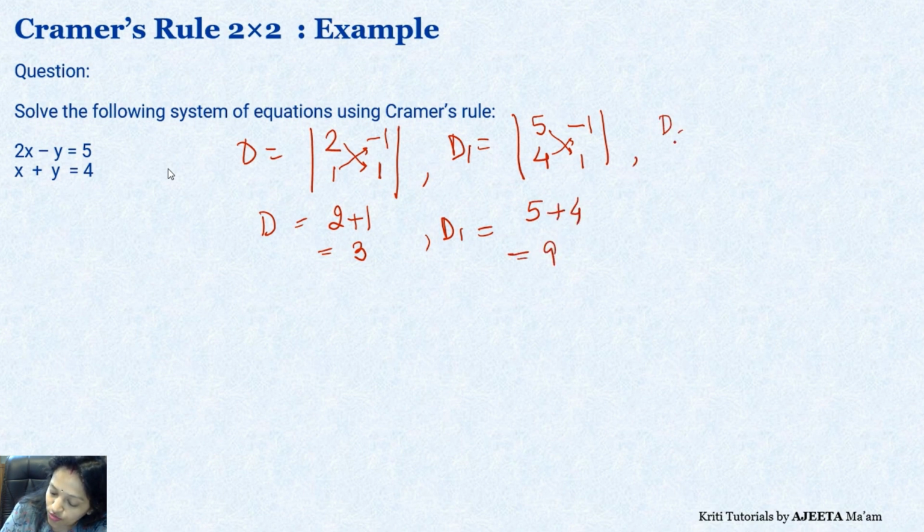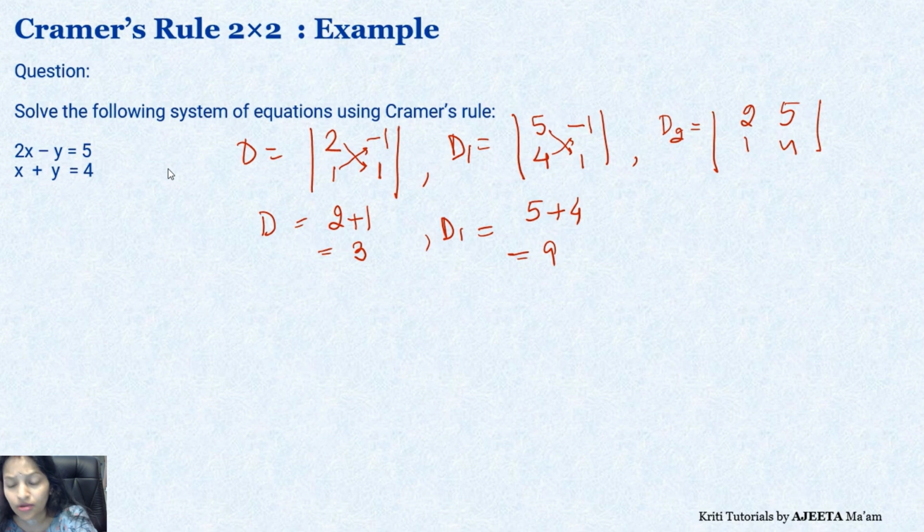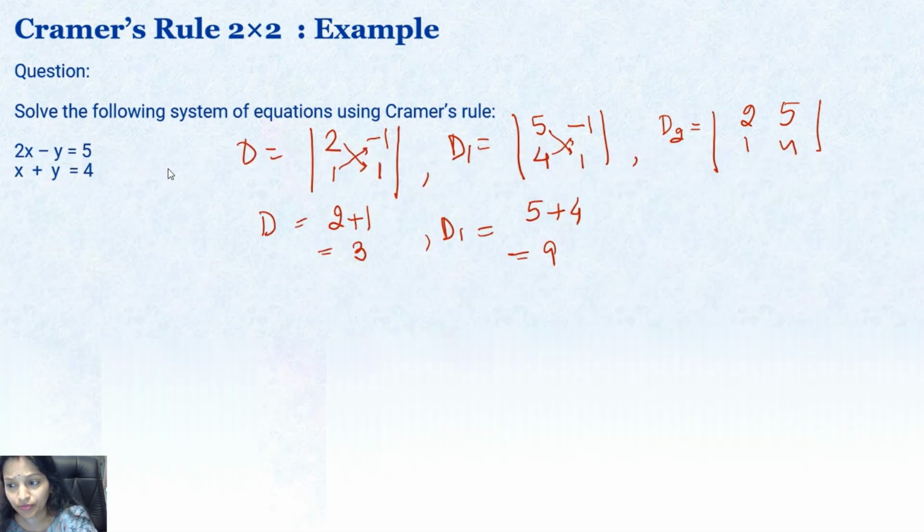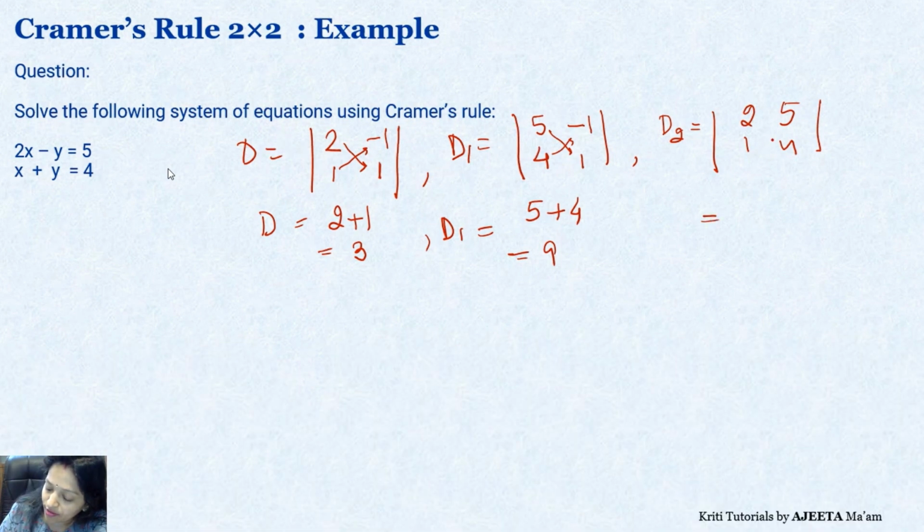Now let's find the d2. Now d2 will be what? The determinant of the coefficients of x and the constant term. So first the coefficient of x and then the constant term. Just replace the coefficients of x and y in order, remember. That's a very important thing here. Okay. Now what do you get here? 8 minus 5, that is 3.